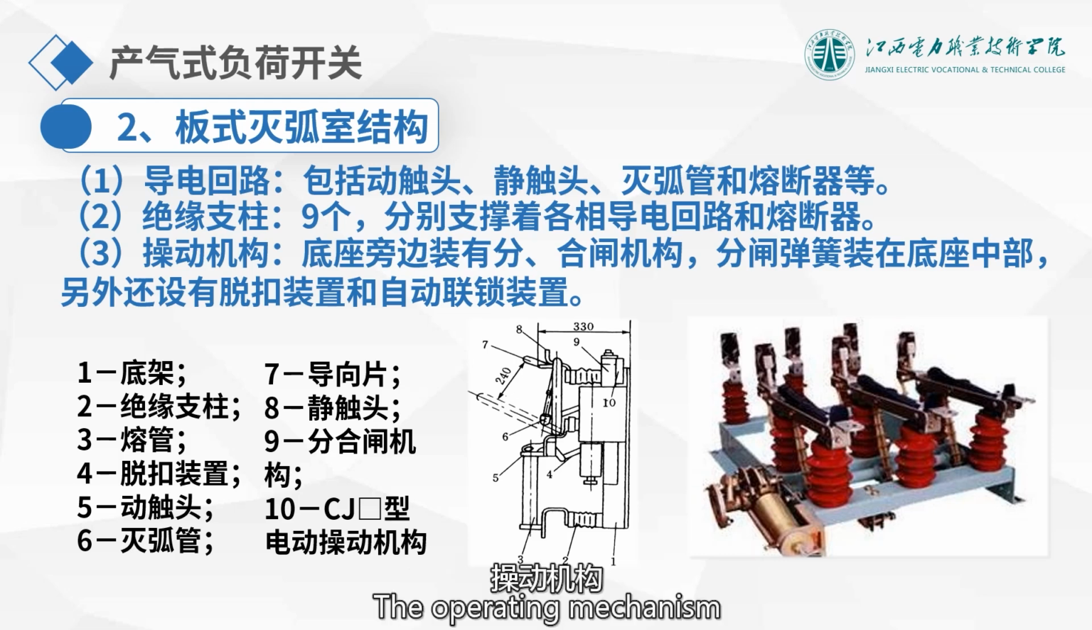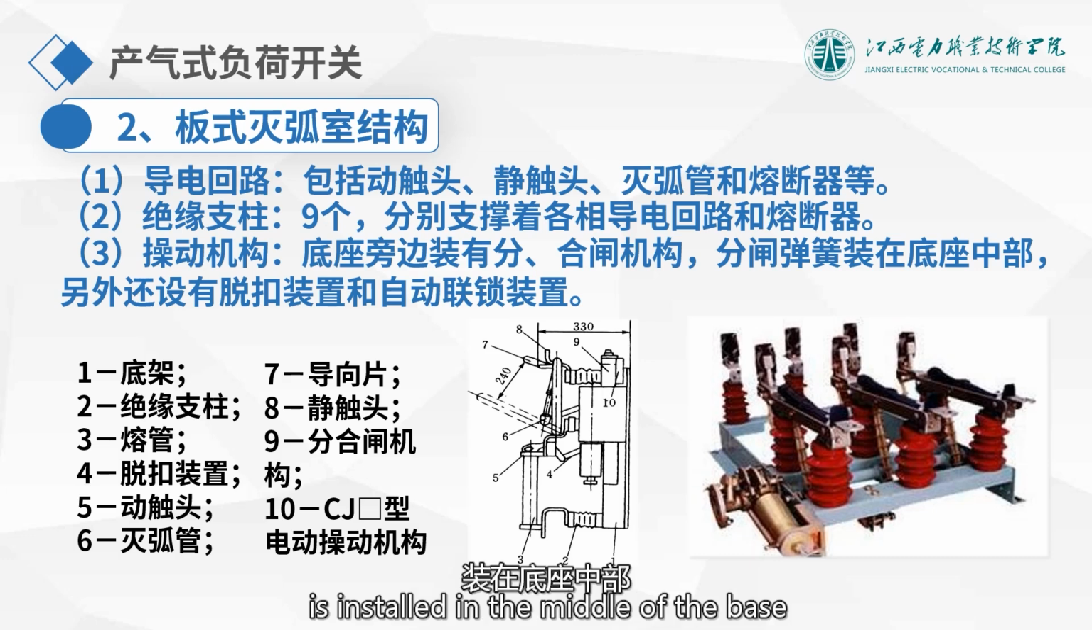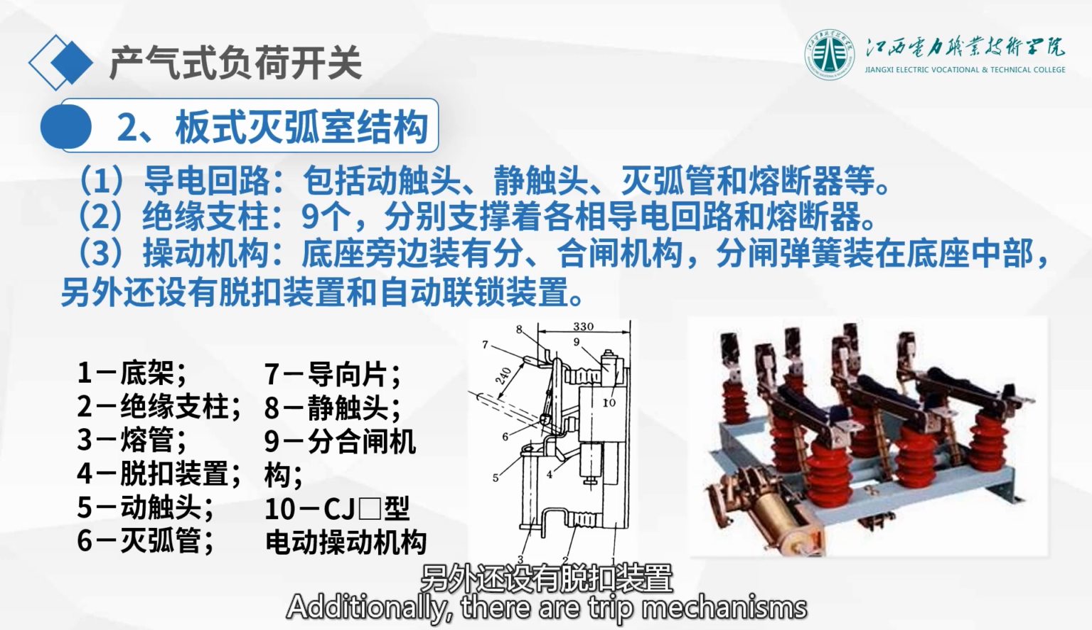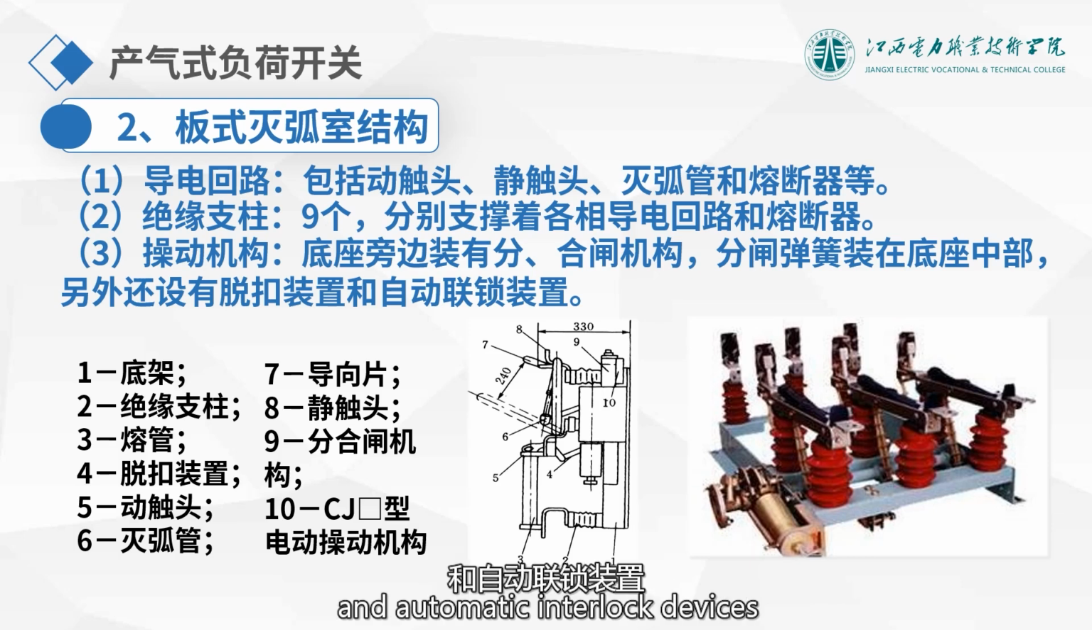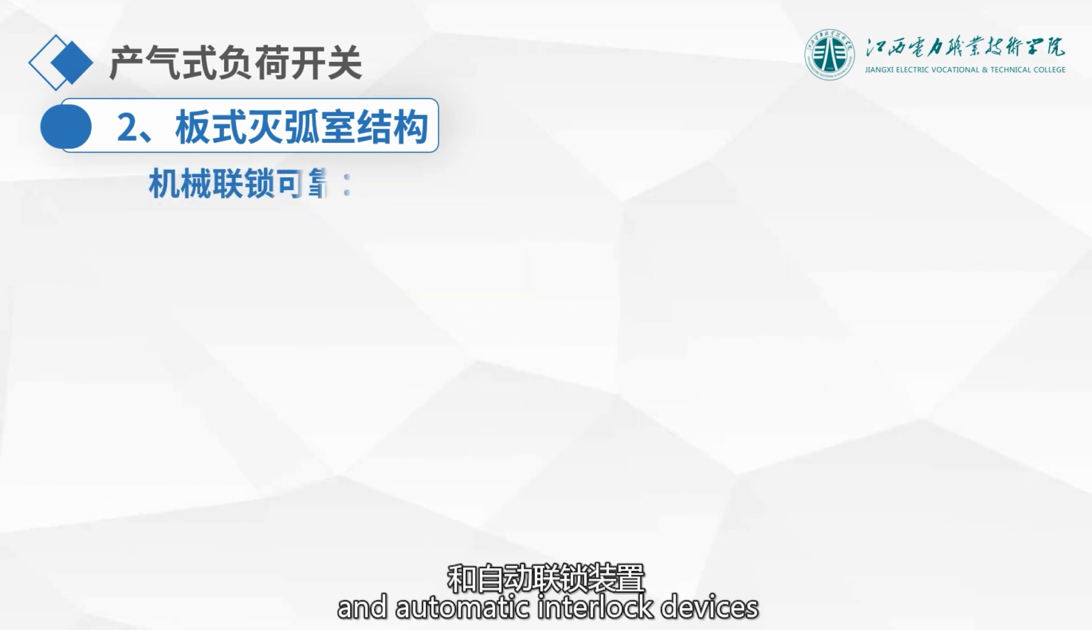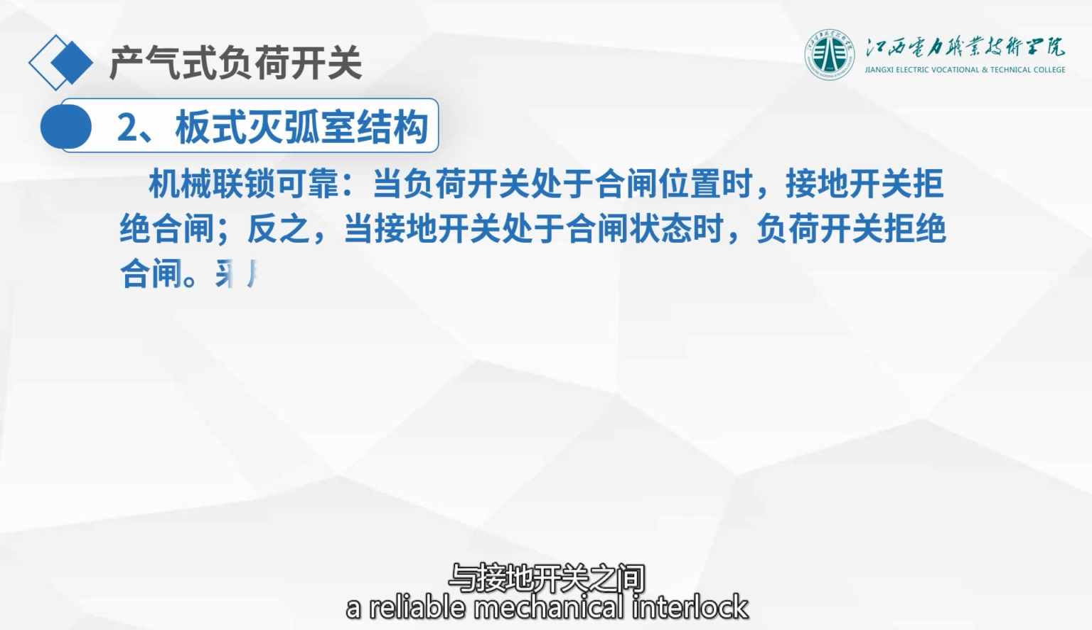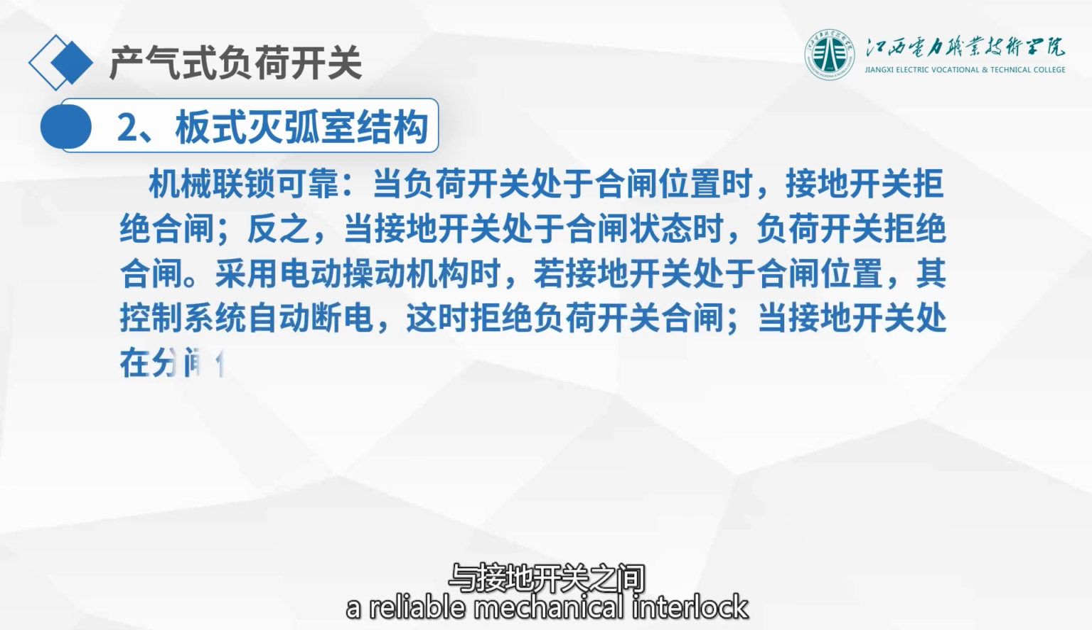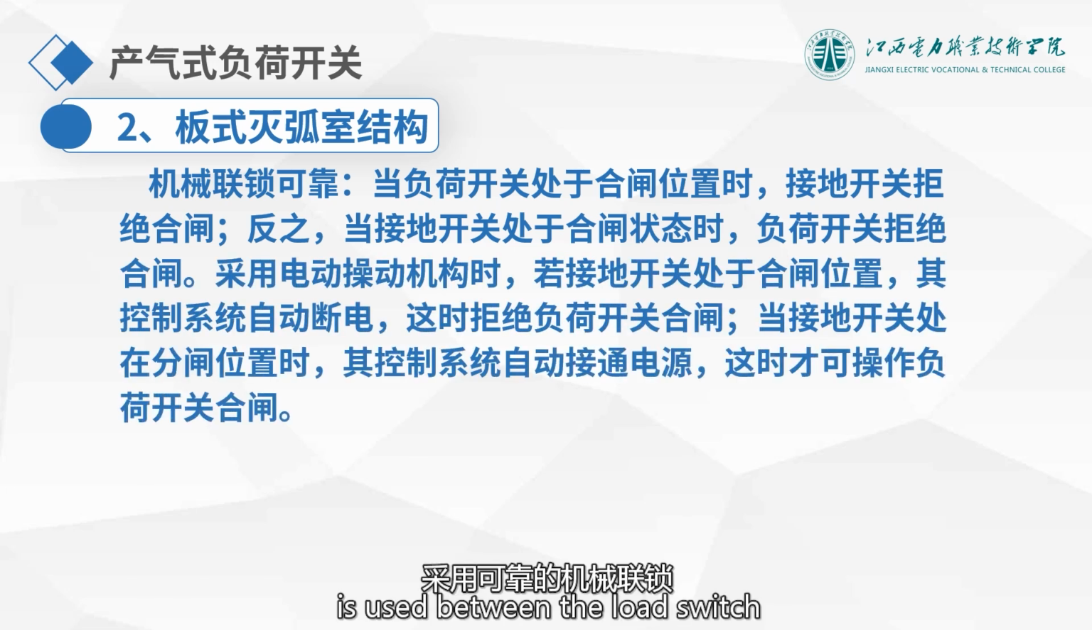The operating mechanism is installed beside the base with opening and closing mechanisms. The open spring is installed in the middle of the base. Additionally, there are trip mechanisms and automatic interlock devices. For safety, a reliable mechanical interlock is used between the load switch.